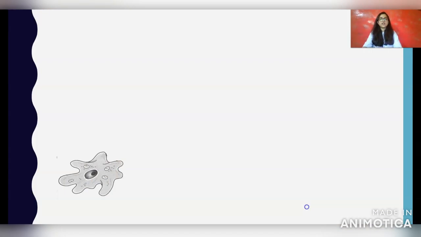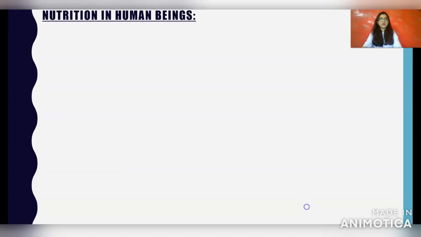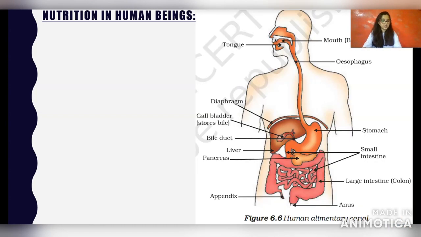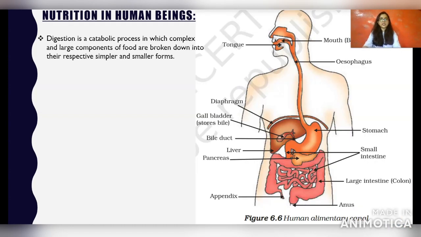Now let us learn Holozoic nutrition in human beings. As we all know, digestion is a catabolic process. Catabolic means what? Breaking down into smaller molecules. So it is a process in which complex and large components of food are broken down into their respective simpler or smaller forms. Children, we have learned the catabolic and anabolic types of metabolism.